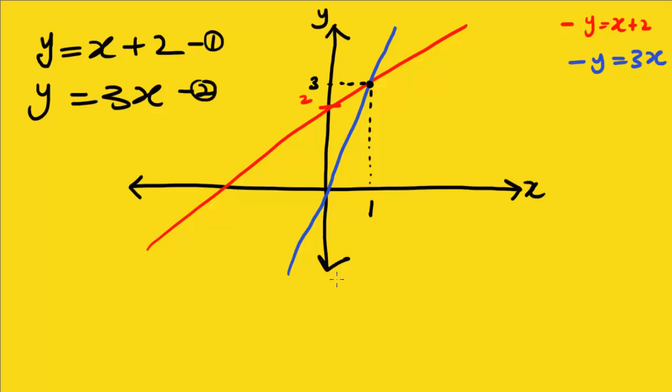So that is how you solve equations simultaneously if you're using graphs. A good way to demonstrate is that in the first equation you have y equals x plus 2, and in the second equation you have y equals 3x. Now, what the graph has said is they intersect. That means at this point, both graphs have the same y value.